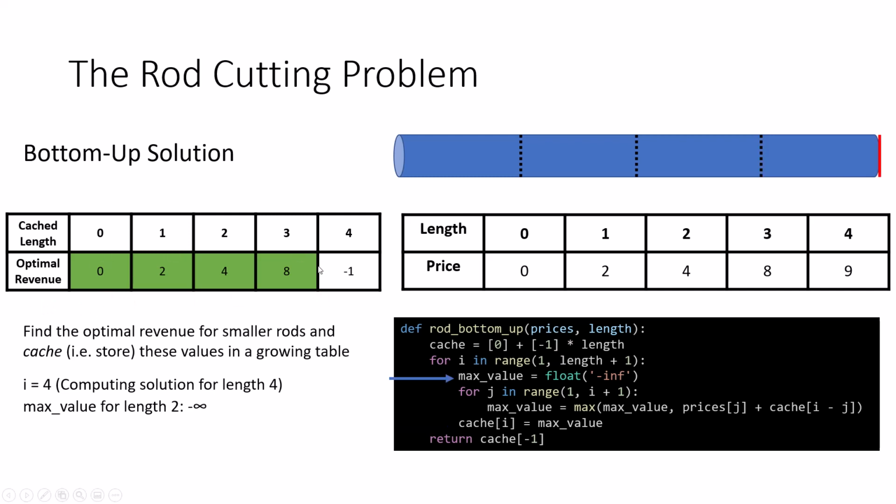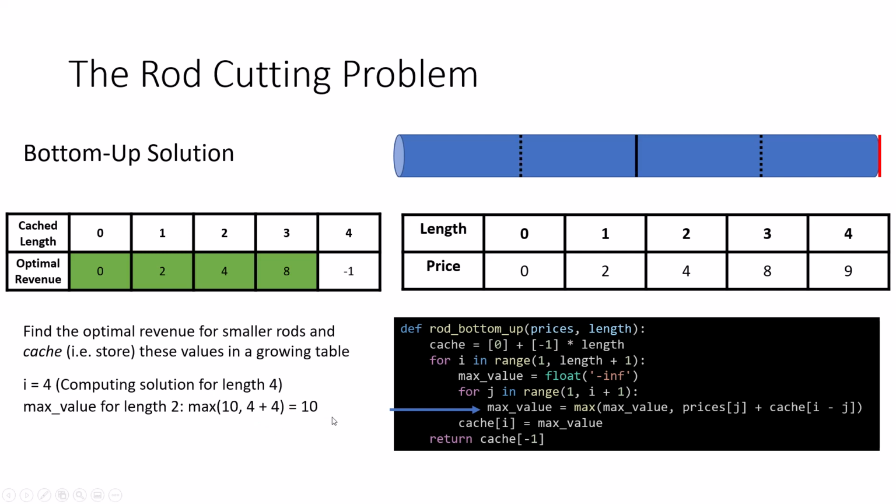The final step is to move this to the end. Now we're going to finally solve the problem that we wanted to do, which is get the price or the optimal revenue of a rod of length 4. We're going to run our max again, so consider cutting at the first position. So we have prices at 1, which is 2, plus the optimal price for a rod of length 3, which we just computed to be 8. So we're going to get 2 plus 8 is 10.